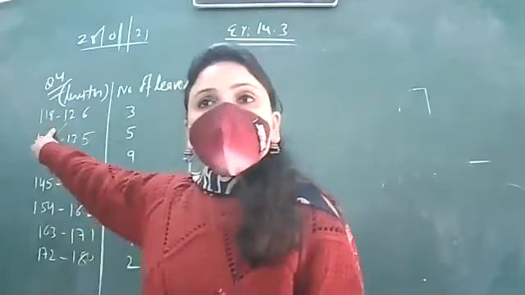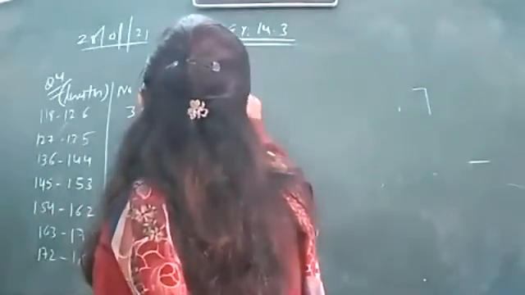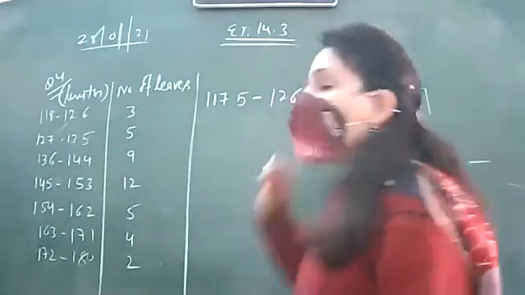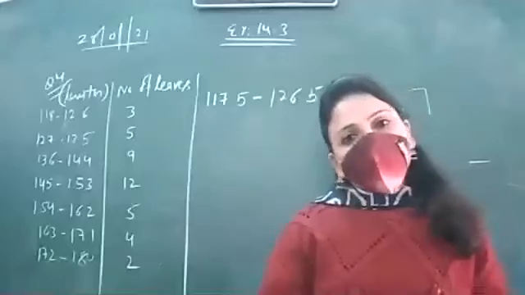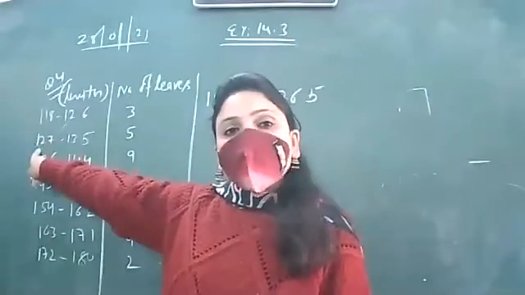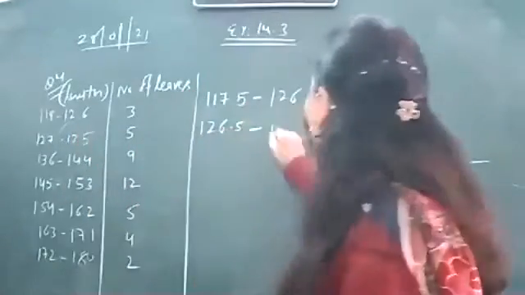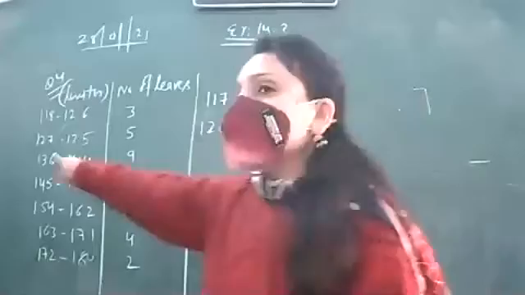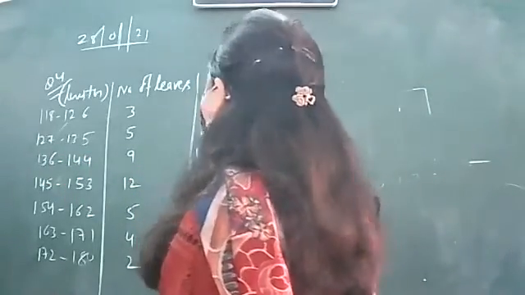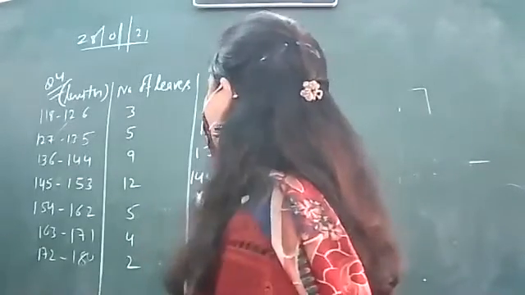So 118, when I subtract 0.5 from it, it will become 117.5. And this is 126.5. When you do the change in one, you will be able to do the change in the other without calculation. You see, 127 minus 0.5 will give you 126.5. Goes up to 135.5. Starting with 135.5. Goes up to 144.5. Then 144.5, 153.5.